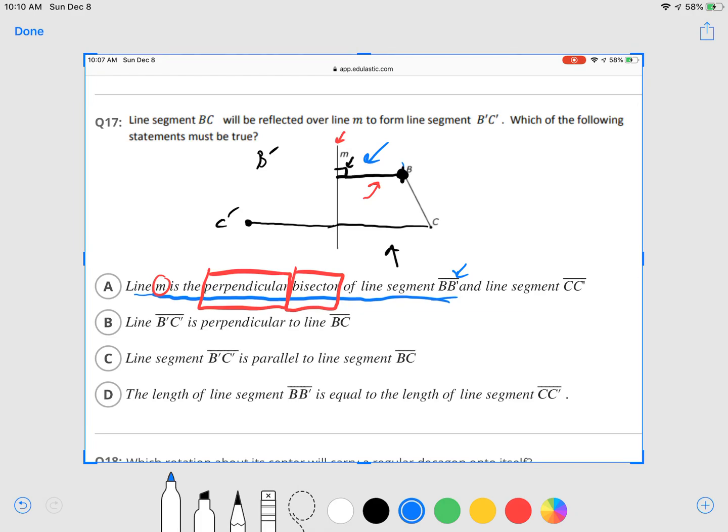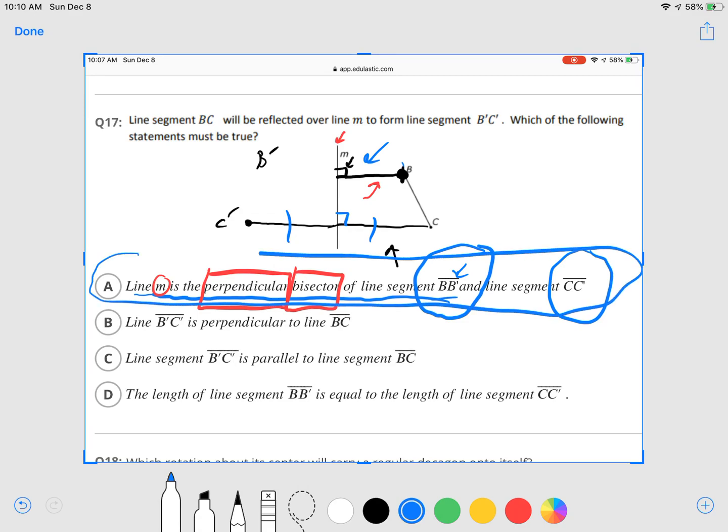And the statement says not only is it the perpendicular bisector of BB prime, but it's also the perpendicular bisector of CC prime. And it definitely is, because you have to do the same thing with C that we did with B. Okay, so A is the answer there. None of the other options have to be true for a reflection.